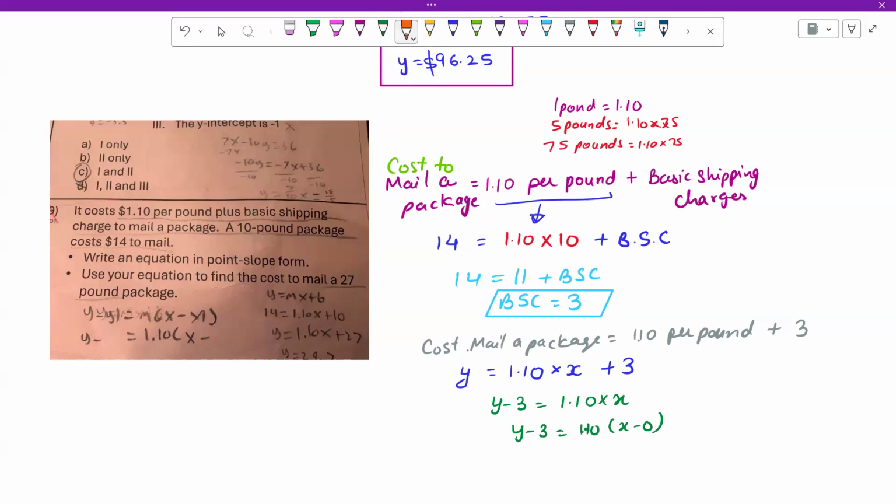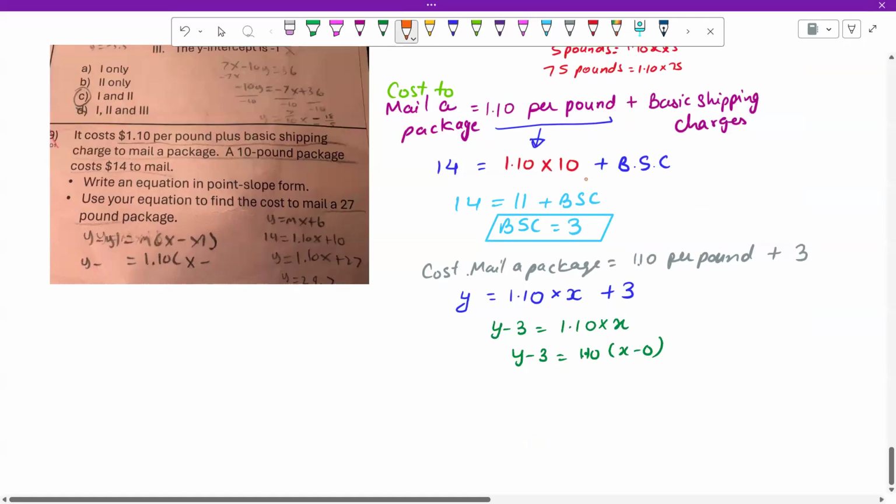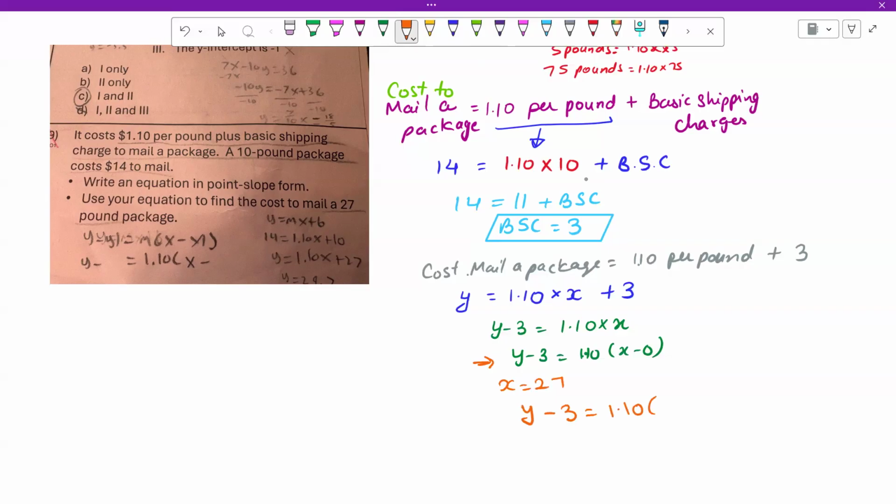Okay. Then the second part says use your equation to find the cost to mail a 27-pound package. So x was the pounds. That means x is 27. What is the cost? What is y? It is 1.10 times 27 minus 0. And how much is the value now?